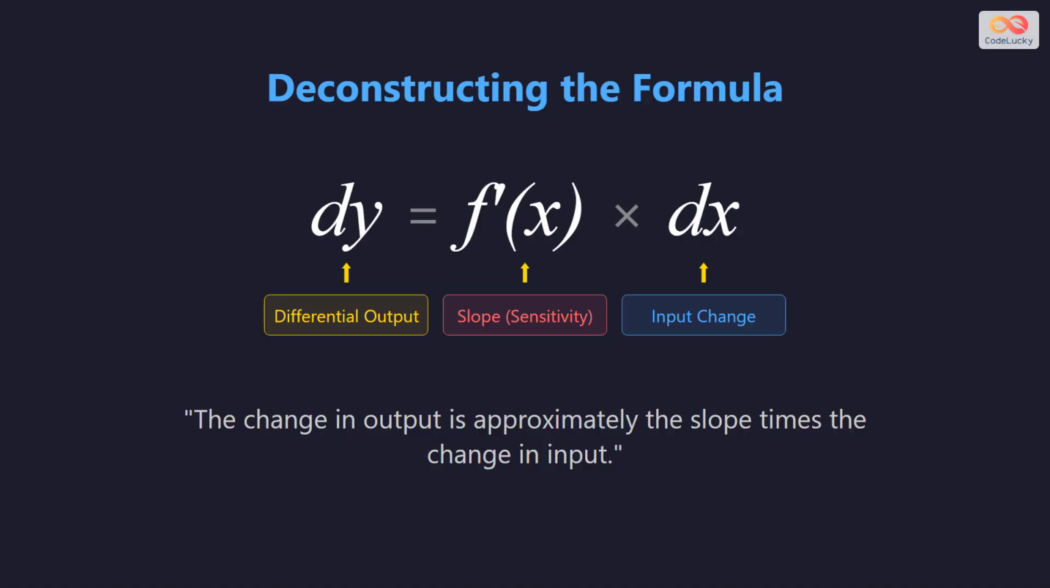This is the core formula you need to remember. dy equals f prime of x times dx. Think of f prime of x, the derivative, as a conversion factor or a slope. It converts a small change in input, dx, into an estimated change in output, dy.